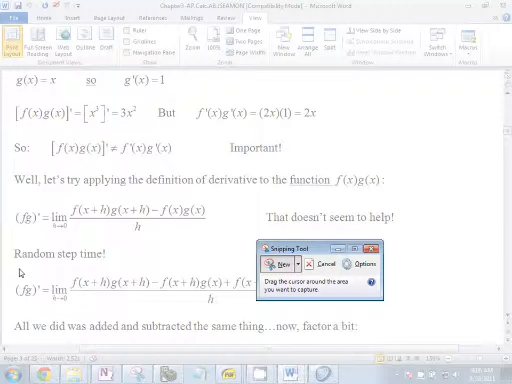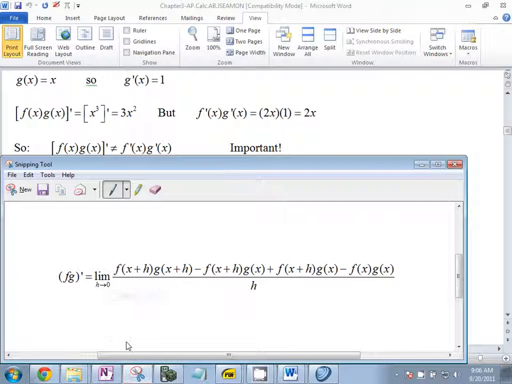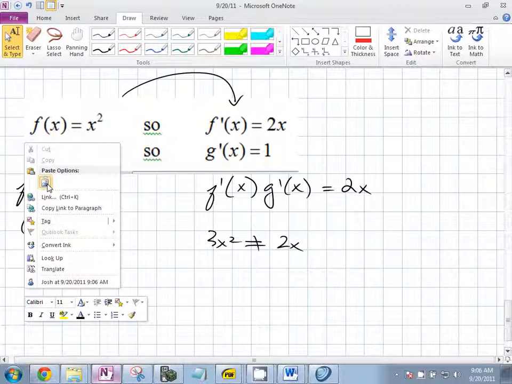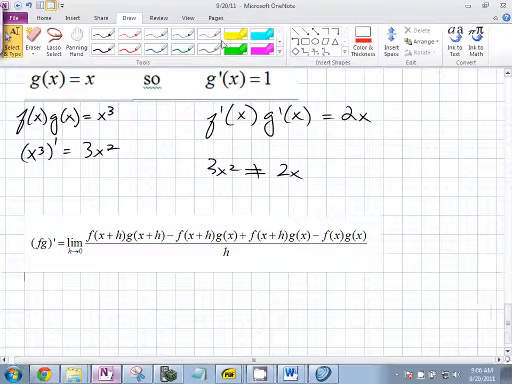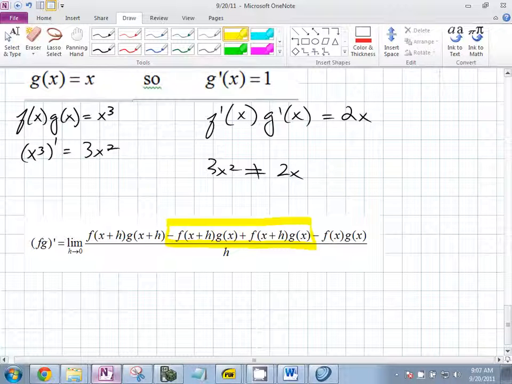What was added and subtracted here? Take a look at it real closely. We're going to look at this one step. Something was added in and subtracted at the same time. See this right here? If we subtract and add the same thing, are we okay? Yeah, okay, so we did that, and the question is, why? Why would we do that?